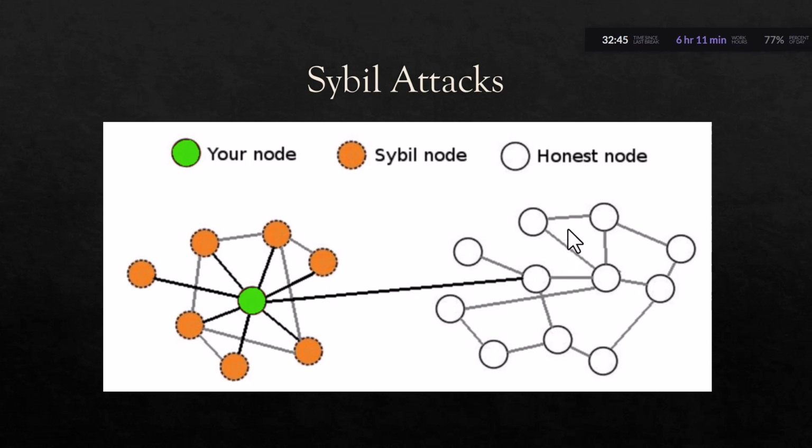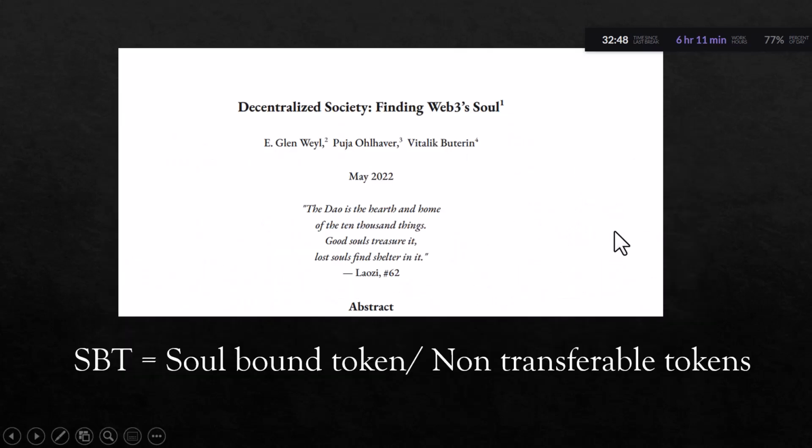One solution was discussed in May of this year, 2022, by Vitalik in a white paper named Decentralized Society: Finding Web3 Soul, where he proposed the idea of soul-bound tokens or non-transferable tokens. SBTs, or non-transferable tokens, are identity and reputational tokens which are tied to the wallet, and you cannot sell them, you cannot transfer them to another wallet.